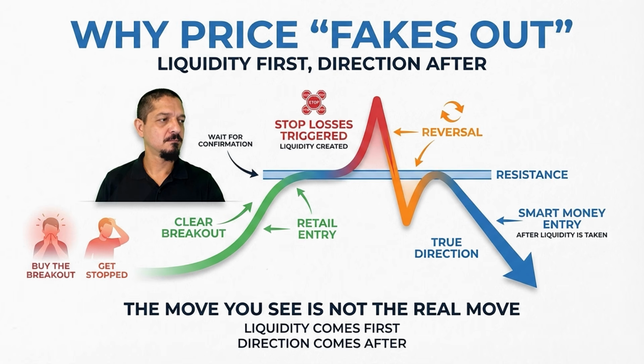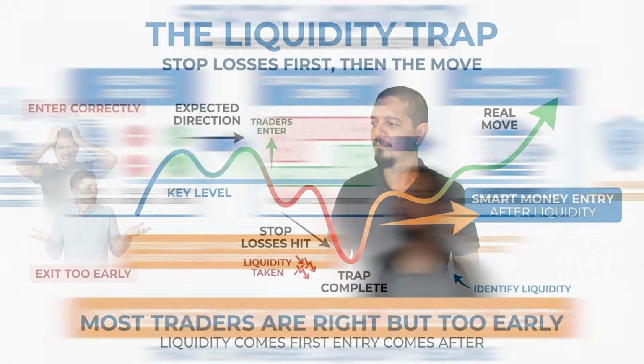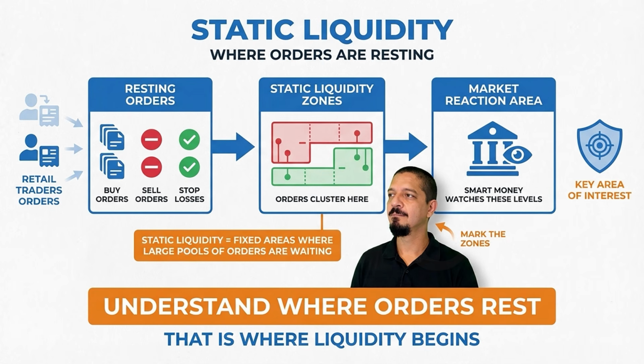From a retail perspective, this can feel like manipulation as price creates moves that appear clear, only to reverse after taking liquidity. This creates a common trap. Many traders believe they are positioned correctly, but the market moves into their stop losses first, takes that liquidity, and only then continues in the expected direction. For a trader aiming for consistency, identifying liquidity on the chart is not optional, it is essential. These zones, where orders are concentrated, reveal how the market is likely to behave and help you avoid unnecessary losses.